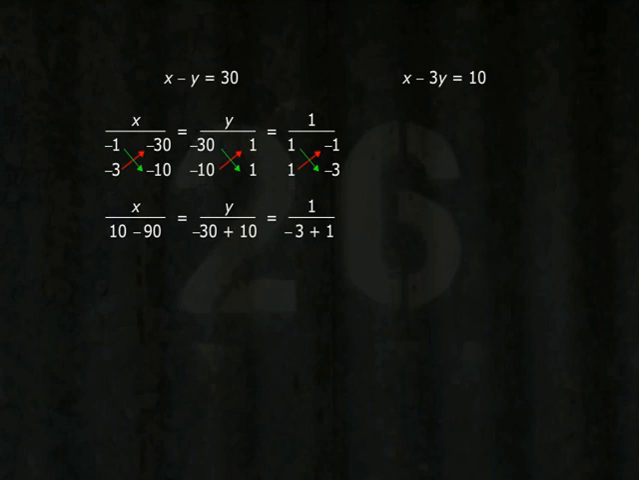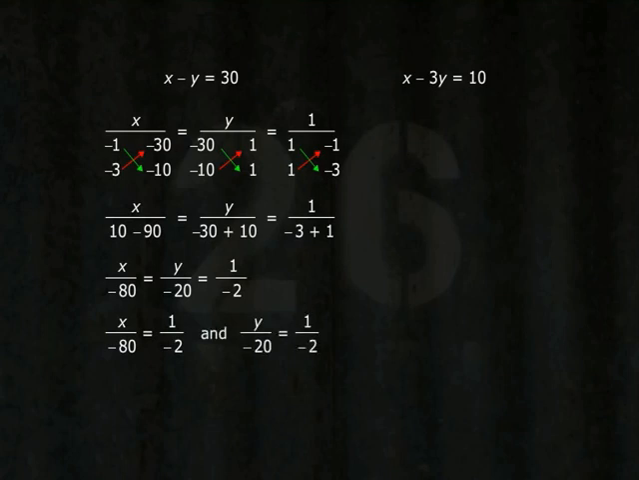Now we simplify this further and we finally arrive at x by minus 80 equals y by minus 20 equals 1 by minus 2. So we have x by minus 80 equals 1 by minus 2 and y by minus 20 equals 1 by minus 2. This gives us x equals minus 80 by minus 2 and y equals minus 20 by minus 2. Or simply we can say that x equals 40 and y equals 10.